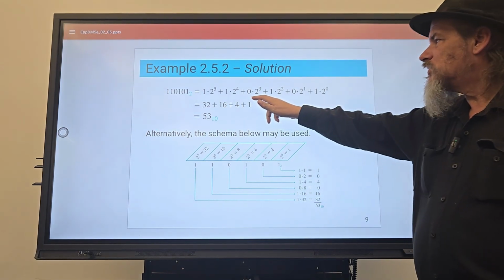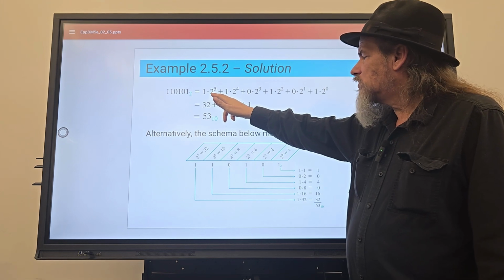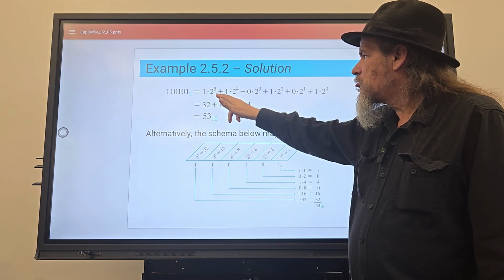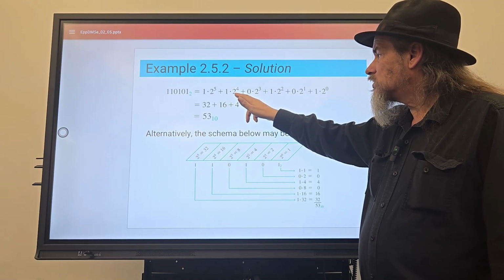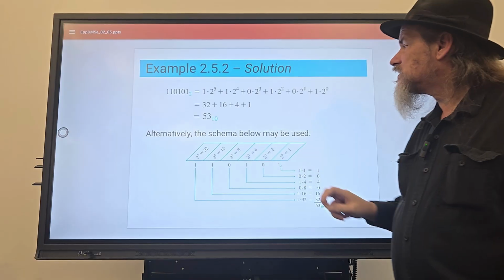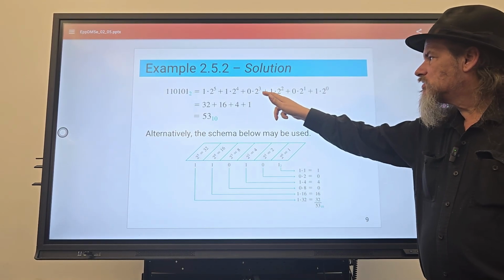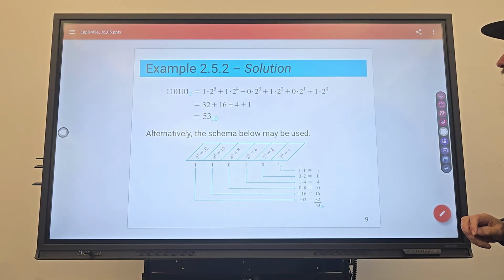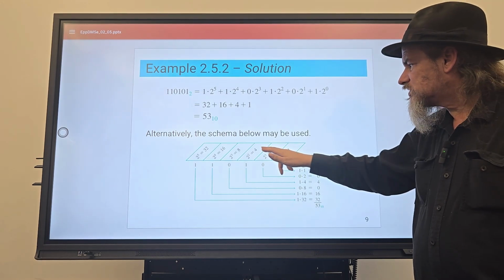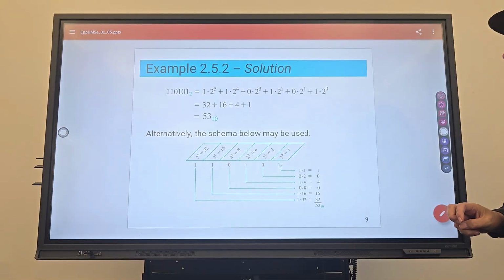This is the way you would do it. 1 times 2 to the power of 5 for the 6th bit. 1 times 2 to the power of 4 for the 5th bit. 0 times 2 to the 3rd. 1 times 2 to the 2nd, etc. Those are the values of the position. And then you just multiply them, and add the positions together.